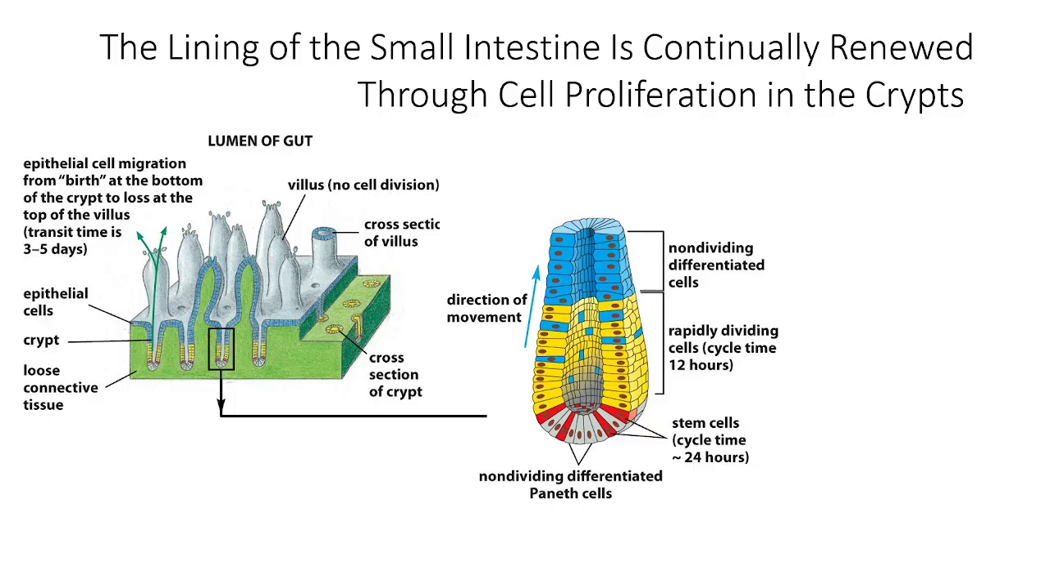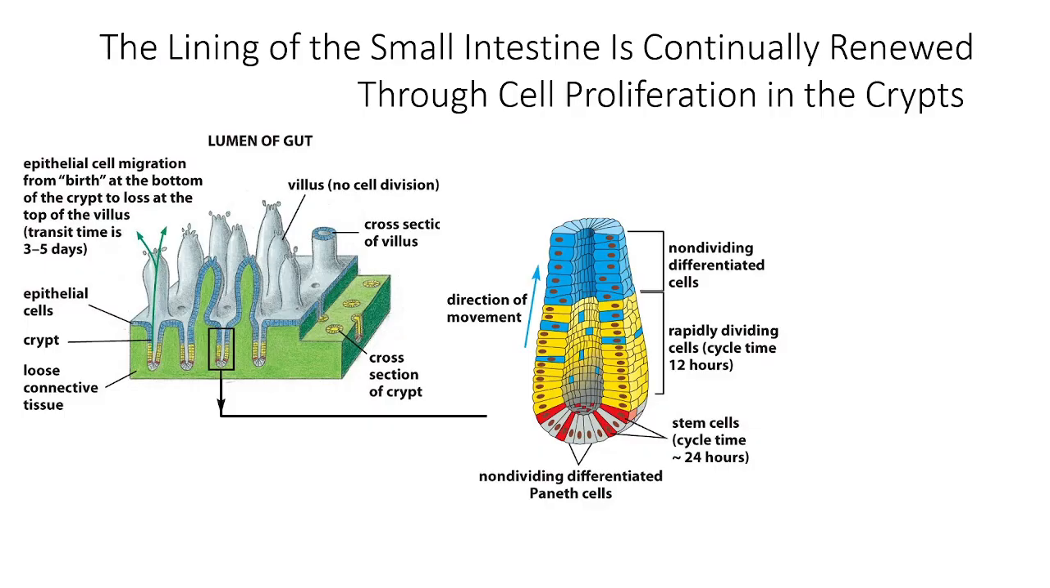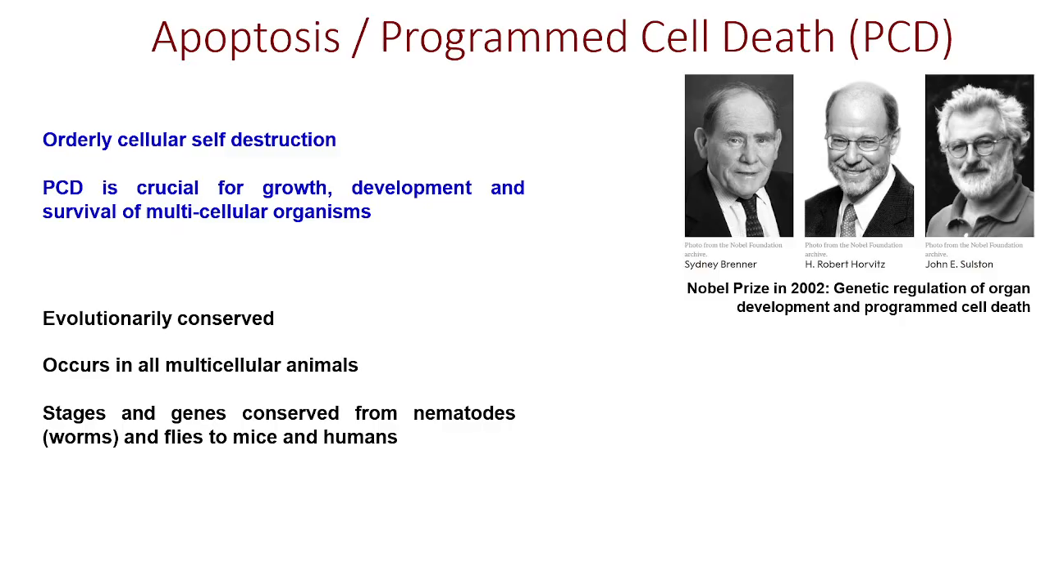Then you can see the direction of movement. At the top you have the non-dividing differentiated cells, and below them the rapidly dividing cells. The cycle time is 12 hours. You see the stem cells at the bottom for about 24 hours. That's just an understanding of the lining of the small intestine, which continuously renews through cell proliferation.